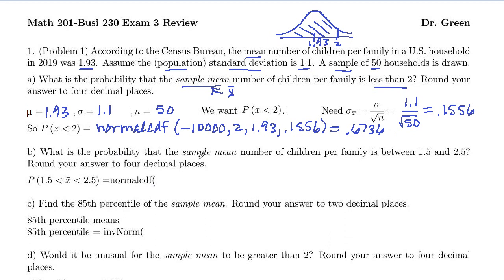What is the probability that the sample mean number of children is between 1.5 and 2.5? So again, that's an x bar value. So we're asking what is the probability that x bar here is between 1.5 and 2.5. So this will be normal CDF. Our lower cutoff now is 1.5. Our upper cutoff is 2.5. And we're finding the proportion, or the probability, of the data between those two with a mean of 1.93 and a standard deviation of 0.1556.